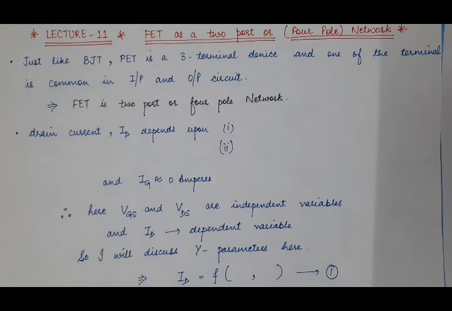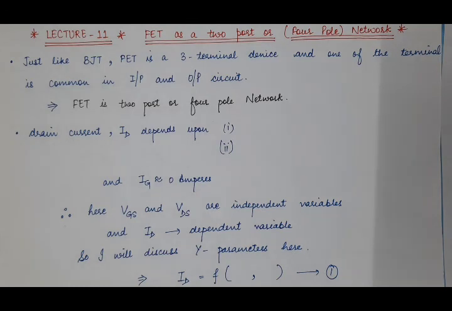Therefore, the FET has two ports, input port and output port. The input port will have two terminals, and the output port will also have two terminals. Through one terminal current will enter and through the other terminal current will leave. Similarly, in case of the output port, through one terminal current will enter and through the other terminal current will leave. So FET has a total of 4 terminals and 2 ports.